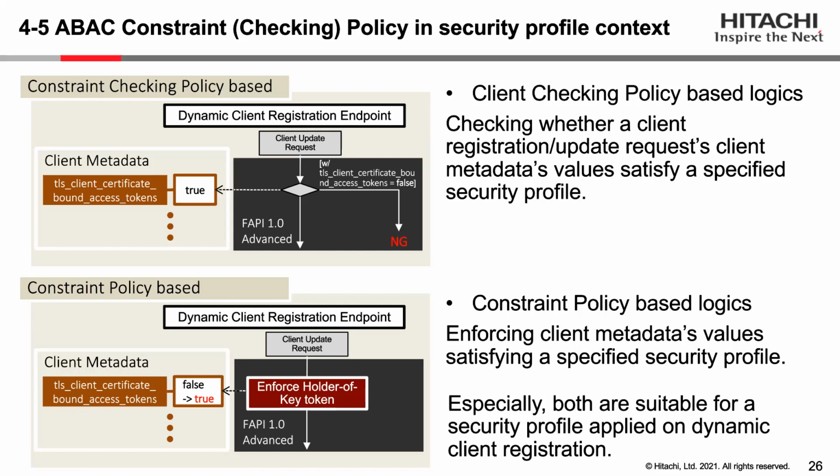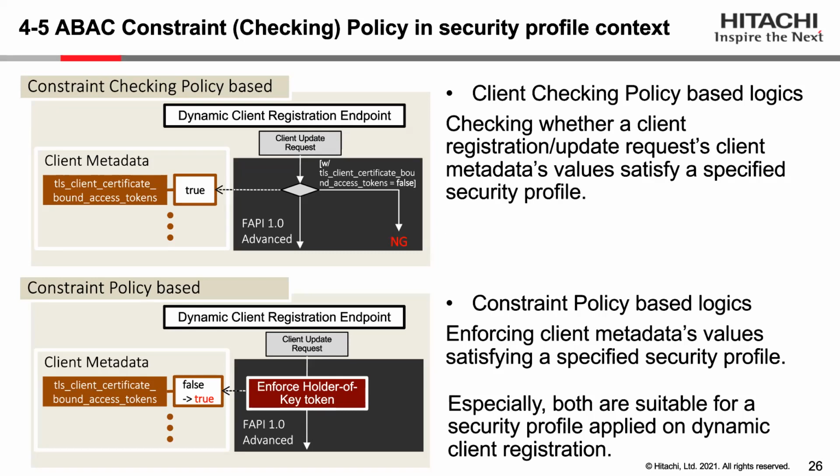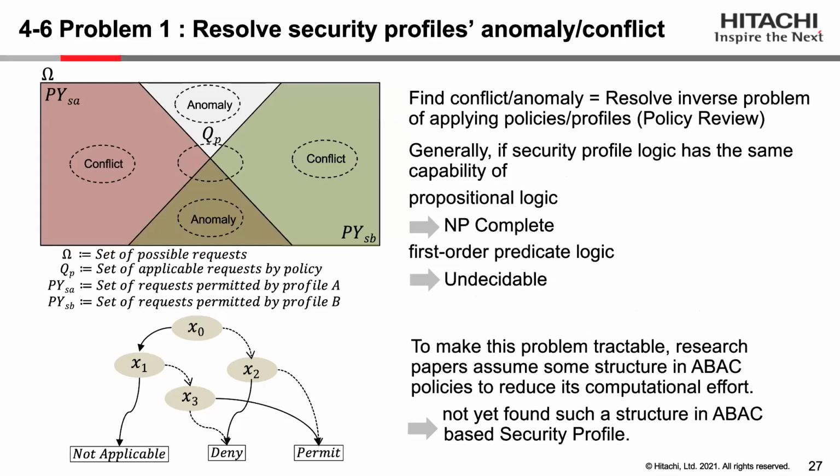So those are the several kinds of security, several kinds of the policy, and how those work in the context of ABAC-based security profile model. Then the next, I'd like to talk about how to resolve the problems by using an ABAC-based security profile model. At first, for problem one, resolving the anomaly or conflict among security profiles applied at once against the client's request.